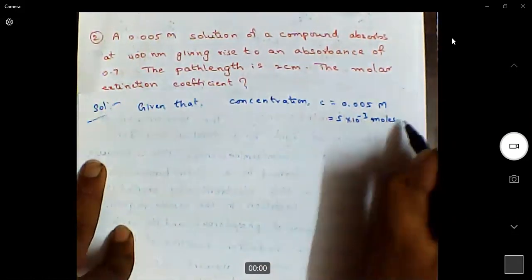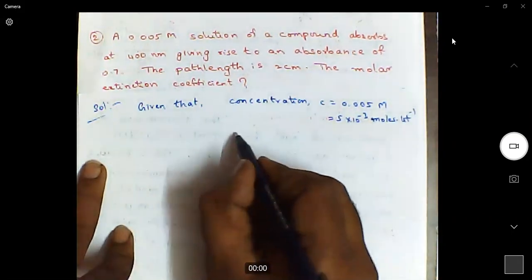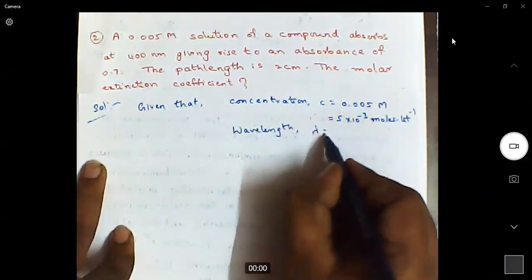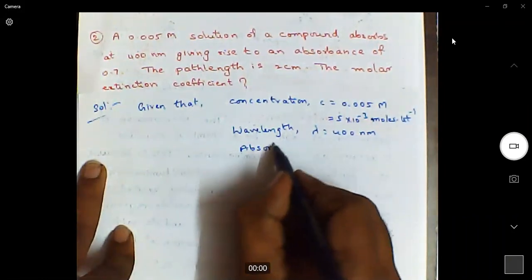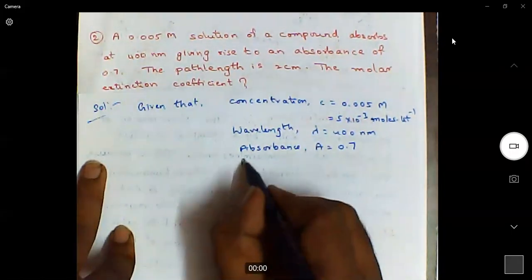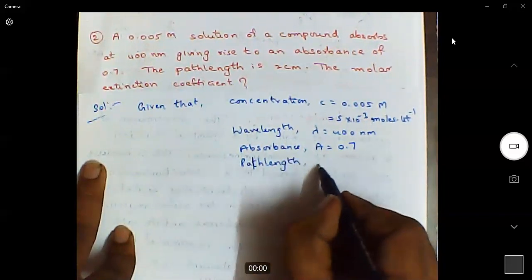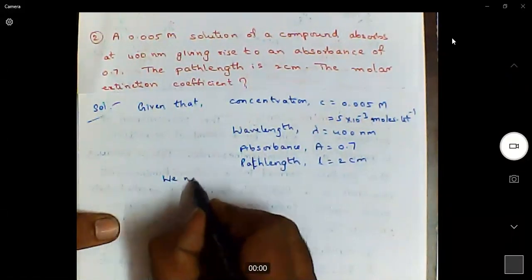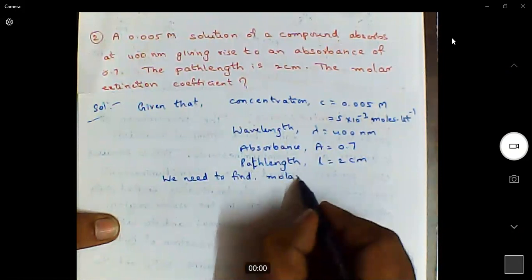Moles per liter, and wavelength is given, but it is not required for us. Wavelength lambda is equal to 400 nanometers. Absorbance A is equal to 0.7. Path length L is equal to 2 centimeters. We need to find the molar extinction coefficient.